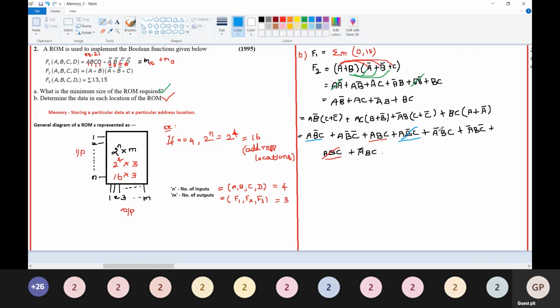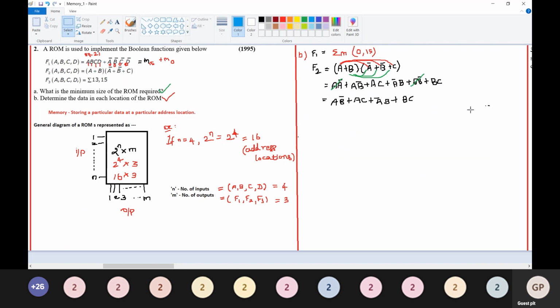So like this you can solve, or else you can solve this by using a K-map. I think the K-map method will be very easy for you, so I'll explain that method also. Okay. So now we will take a four variable K-map.